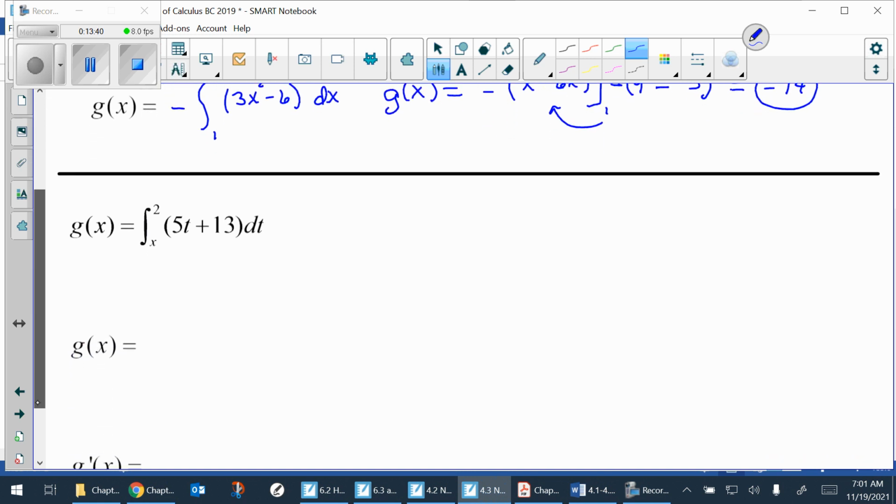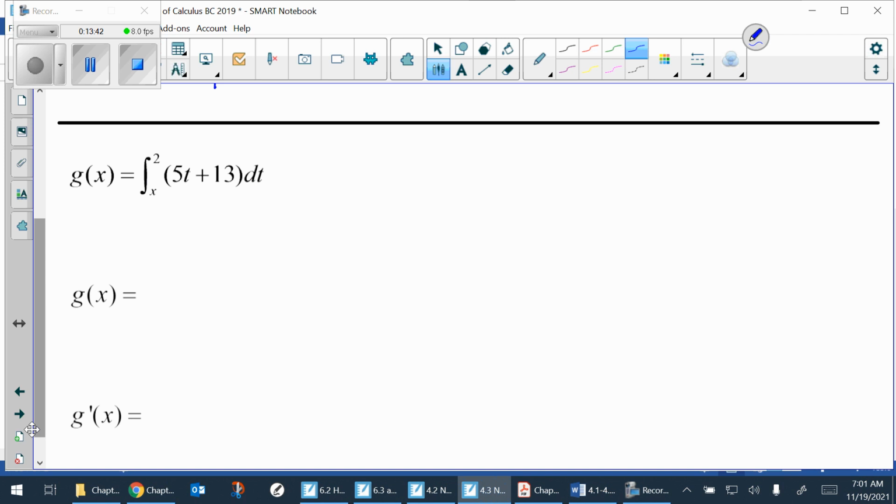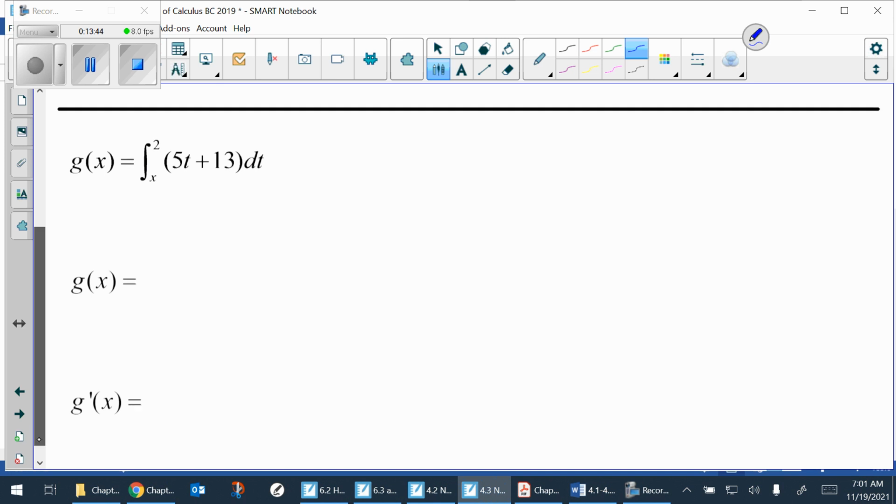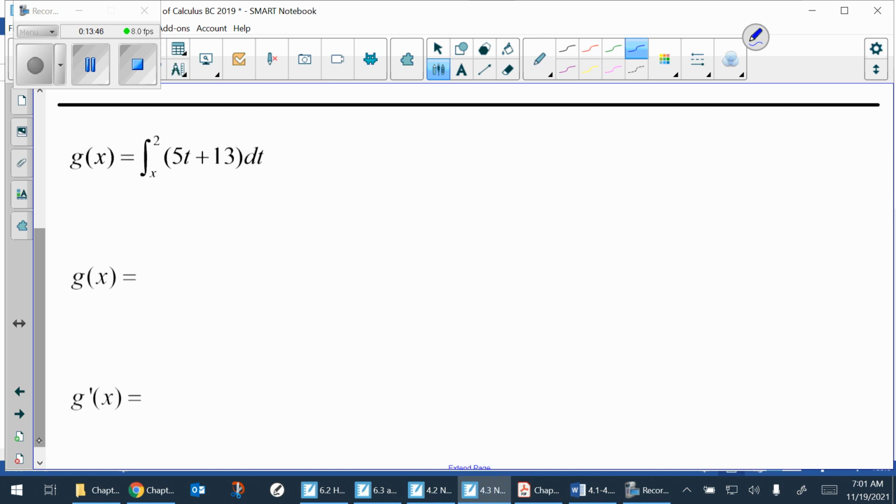Now, what if such a problem does involve finding the derivative? Okay, first of all, when we're going to find the derivative, we're going to consider x to be the equivalent. We do want to switch this around. We're going to be taking the opposite of the integral from 2 to x of 5t plus 13.